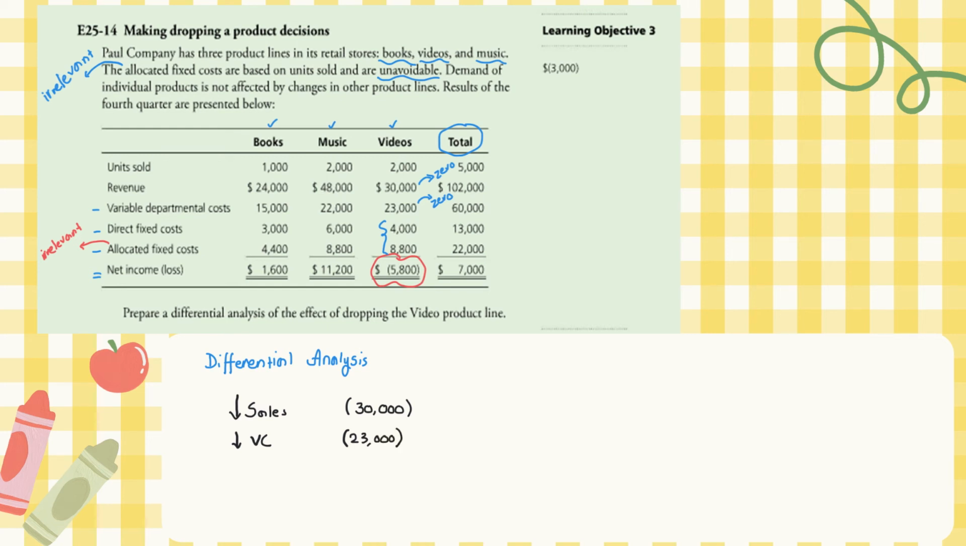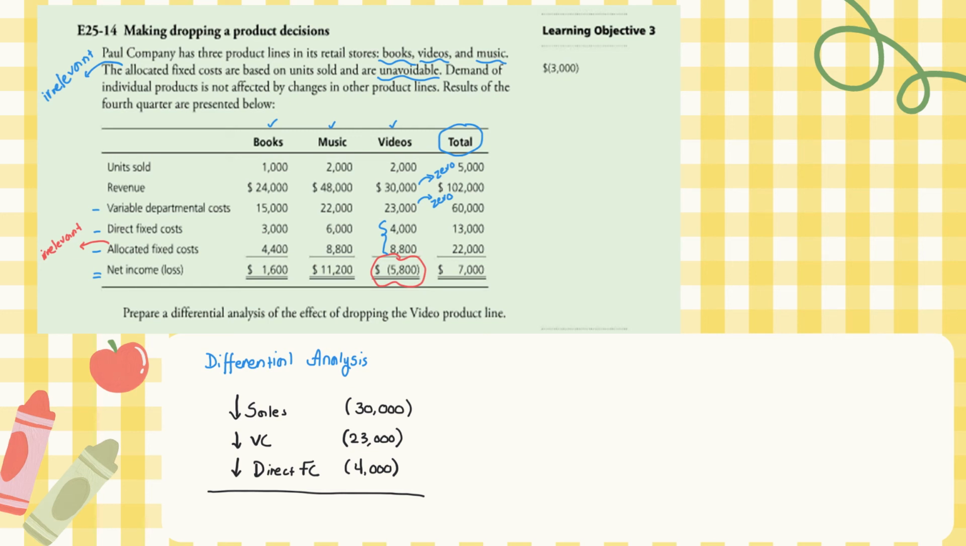Direct fixed cost, it's what's directly related to this line. So if I stop producing the videos, I'm not gonna pay direct fixed cost, so it's also gonna decrease, which is negative 4,000. Now what about the allocated fixed cost? He said it's irrelevant, unavoidable, so I'm gonna continue to pay the 8,800. Okay, so there will be no difference, so I'm not gonna include it in the differential analysis.